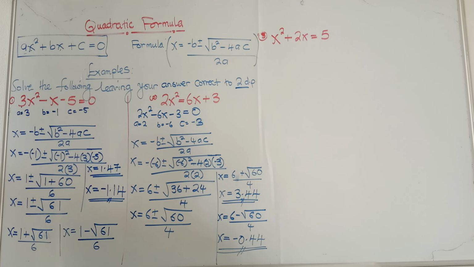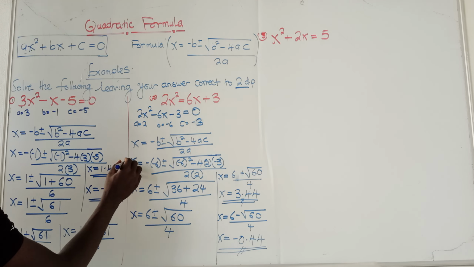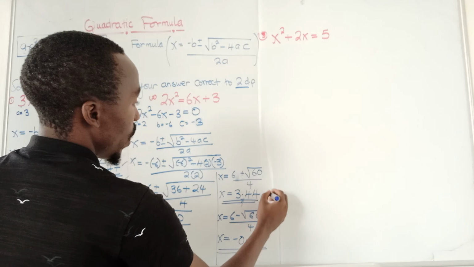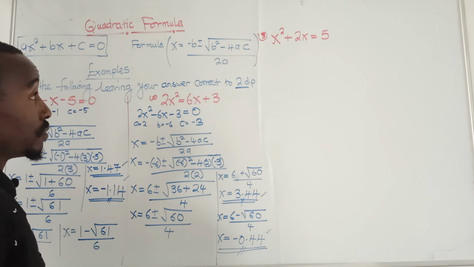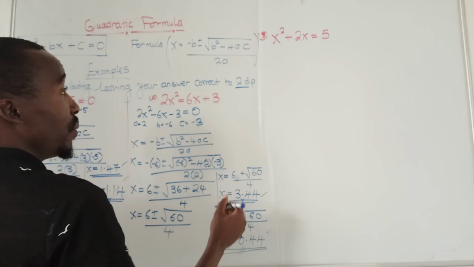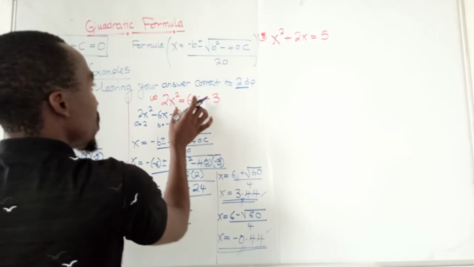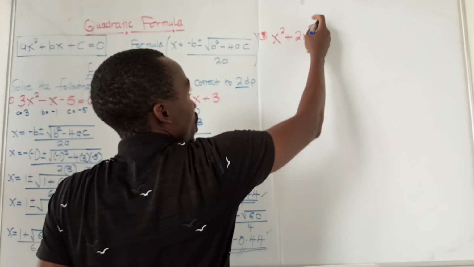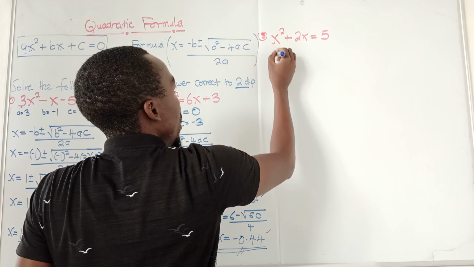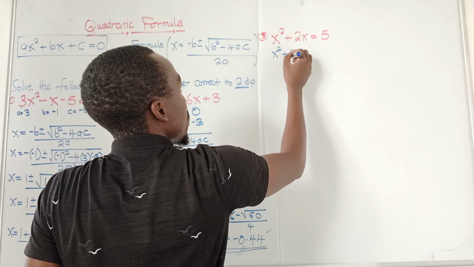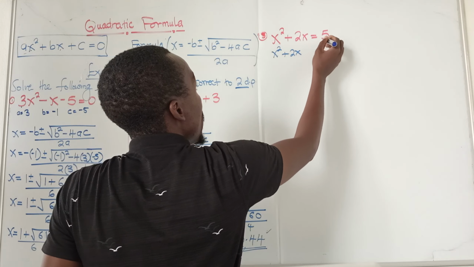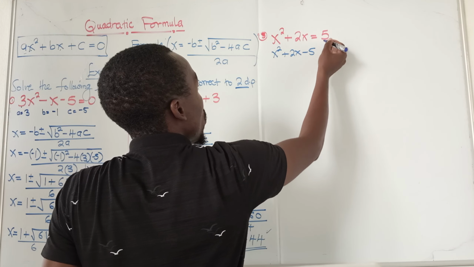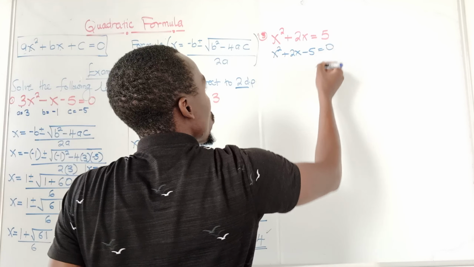That is 5 marks. So always you have two answers. 1, 2, even here, 1 and 2. Now let us move. We go to the last example. So again, here it is similar to this one. So 5 needs to cross the equal sign. So this will be x squared plus 2x minus 1, because this is positive 5. So this will be equals to 0.